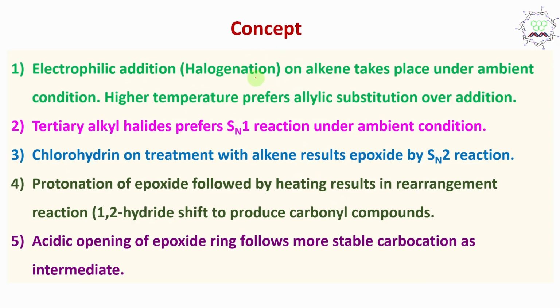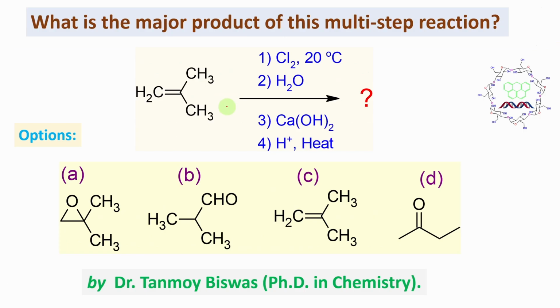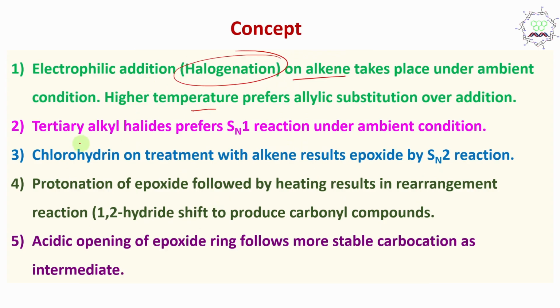Electrophilic addition on alkene, in this case halogenation, takes place under ambient condition. Now, if you provide higher temperature, then instead of electrophilic addition to the double bond, there will be allylic substitution. And here, if you look at 20 degrees centigrade ambient conditions, so addition reaction will take place. Next, tertiary alkyl halide prefers SN1 reaction under ambient condition, as the produced carbocation is tertiary, meaning comparatively stable.